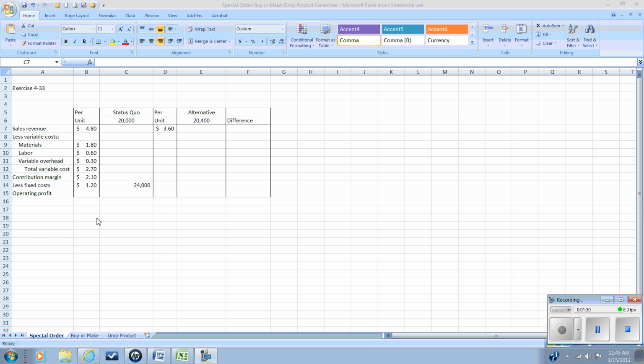So let's begin by determining the current operating profit so that we may compare it. Our sales revenue is going to be the number of gallons of ice cream sold, which we're budgeting at 20,000 times the selling price of $4.80.